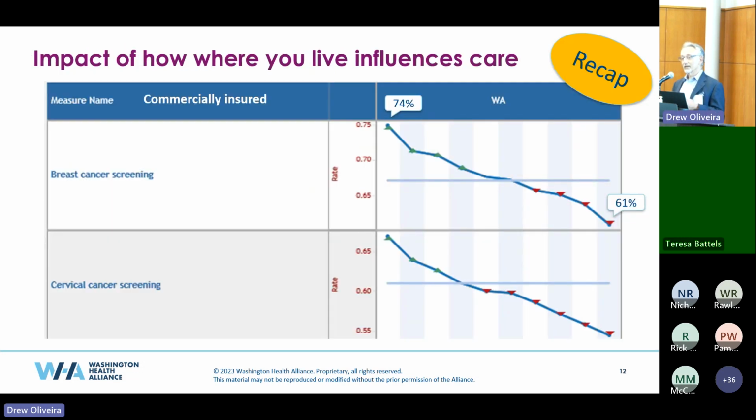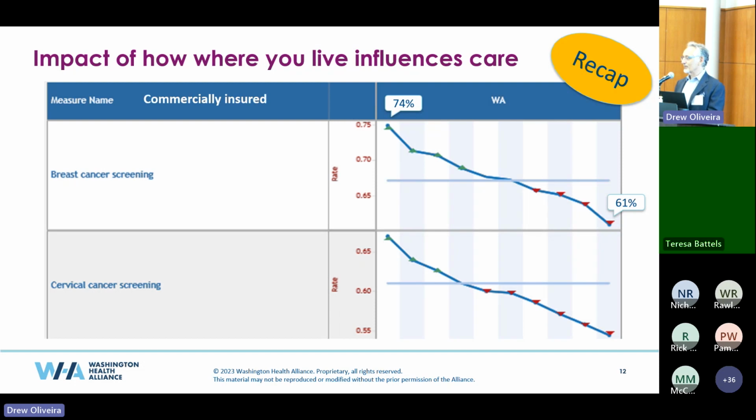When we showed that, we looked at a number of things. So here's just a couple of screening areas. This is commercial population only, breast cancer screening up at the top. If you're in the more advantaged area, you're getting screened about 75% of the time, 74. If you're in the more disadvantaged area, and you have insurance, it's only 61% of the time.